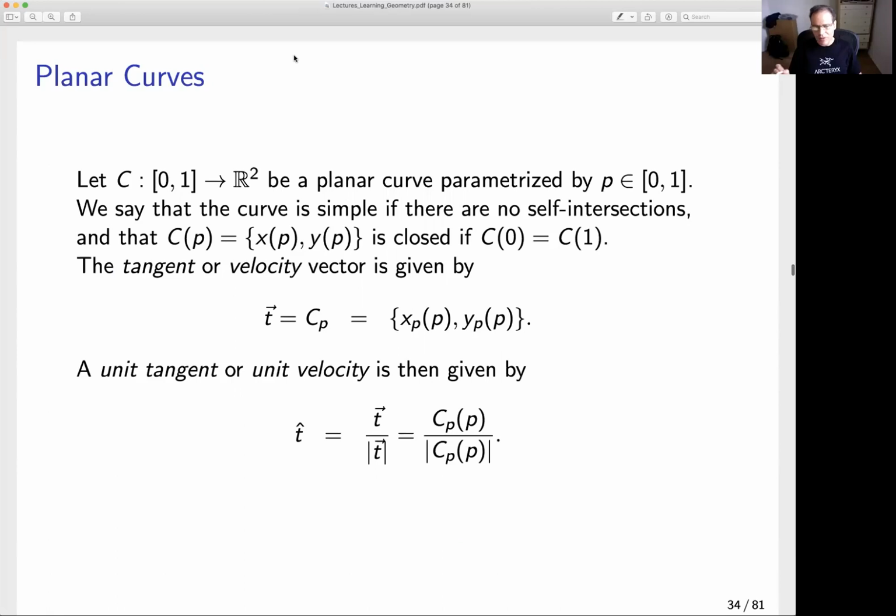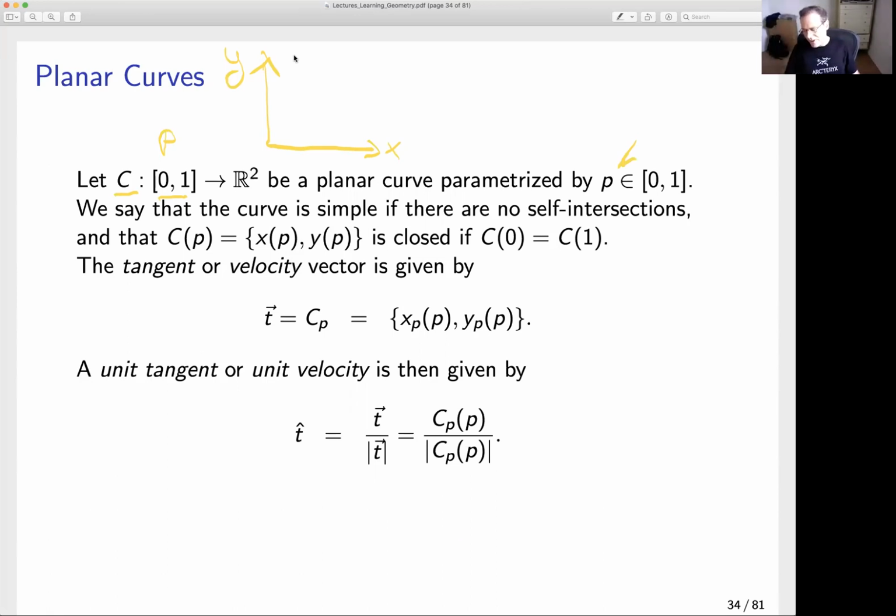So let's start with the very basic idea of a planar curve. As I said, the planar curve, C for curve, is a mapping from, say, the unit interval, and here I would use p to be the parameterization, into R2. So R2 is the plane. I have my X and Y coordinates, and C is my curve, and p is the parameterization, and it belongs to something between 0 and 1.